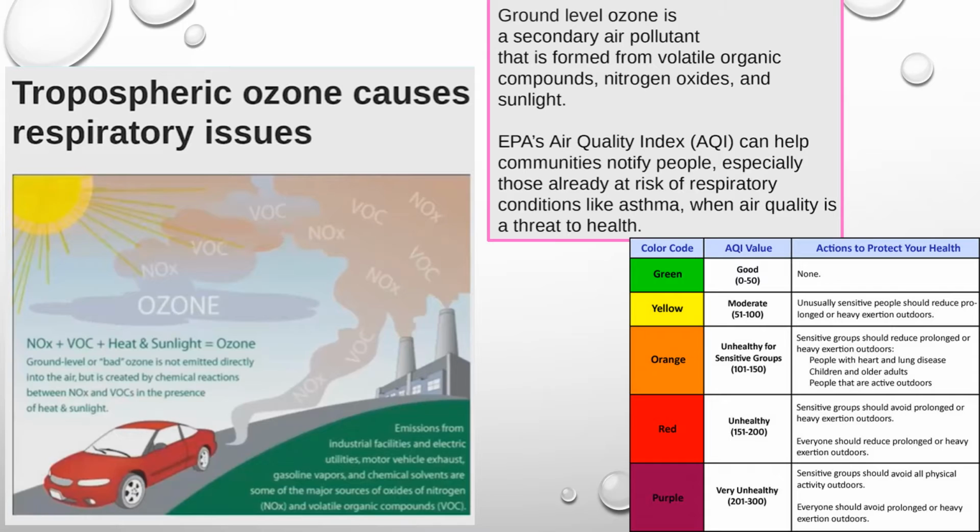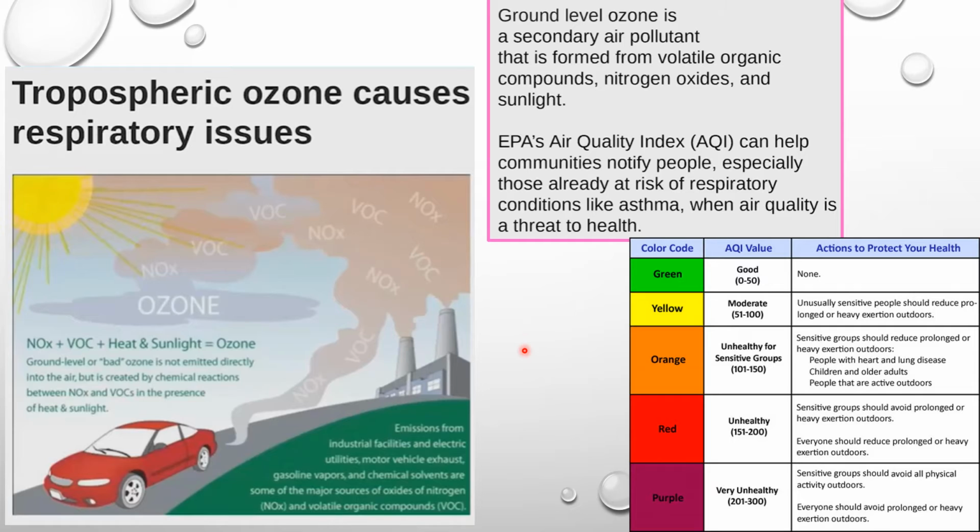Respiratory problems and overall lung function can be impacted by elevated levels of tropospheric ozone, which, if you recall, is a secondary pollutant. So tropospheric ozone is the ground level ozone, and it's formed from volatile compounds, nitrogen oxides, and sunlight. It's a photochemical reaction.